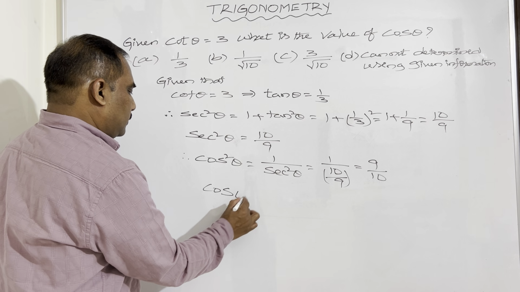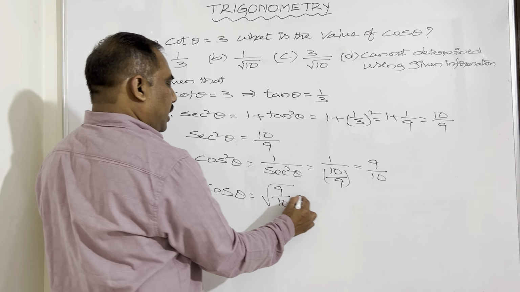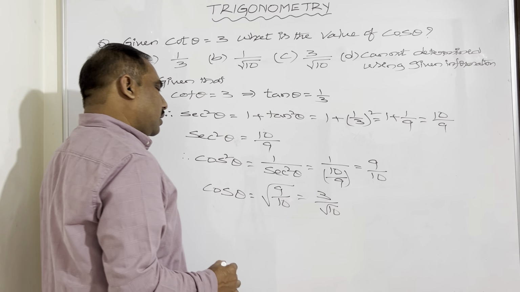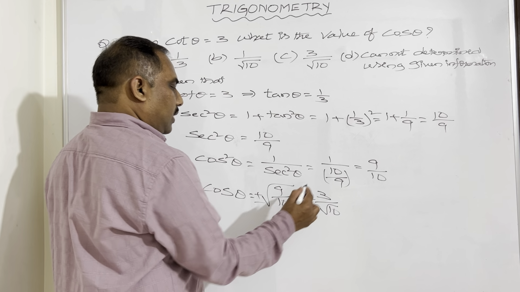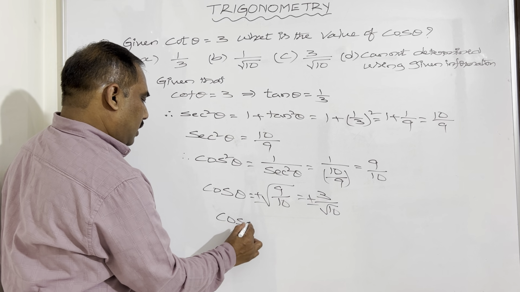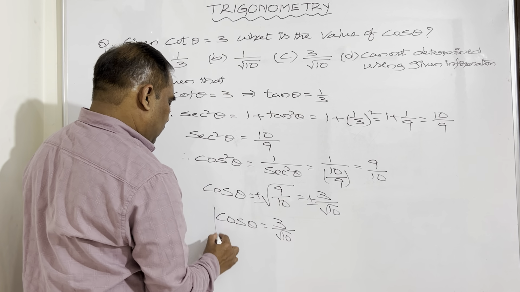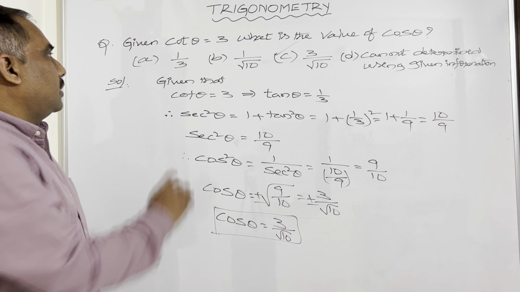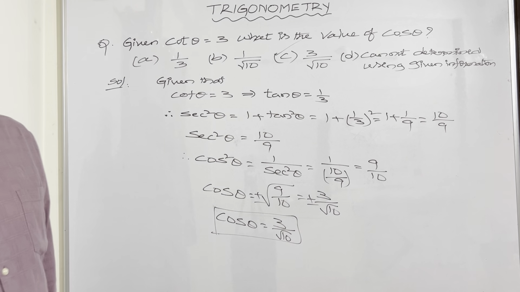Now cos theta is equal to root over 9 by 10, which is 3 by root 10. We can write plus or minus root 9 by 10 also, so that means we get plus or minus 3 by root 10. Out of the options, cos theta is equal to the third option, 3 by root 10. So the correct option is option C. So when cot theta is equal to 3, the cos theta value we can find like this, 3 by root 10. Next.